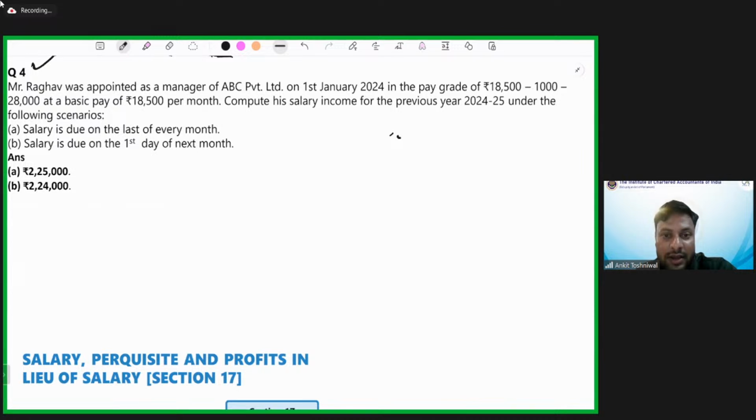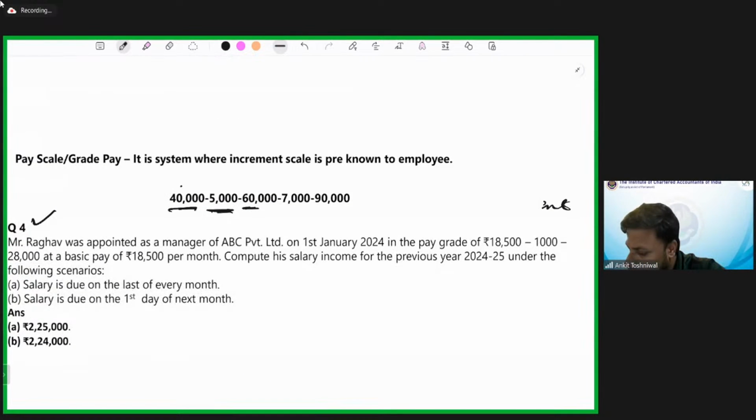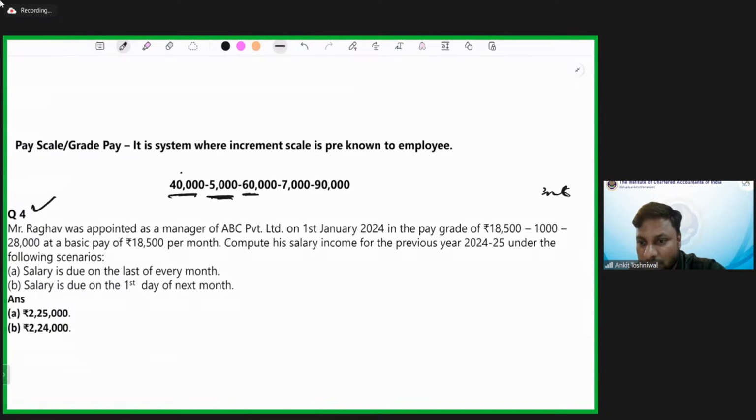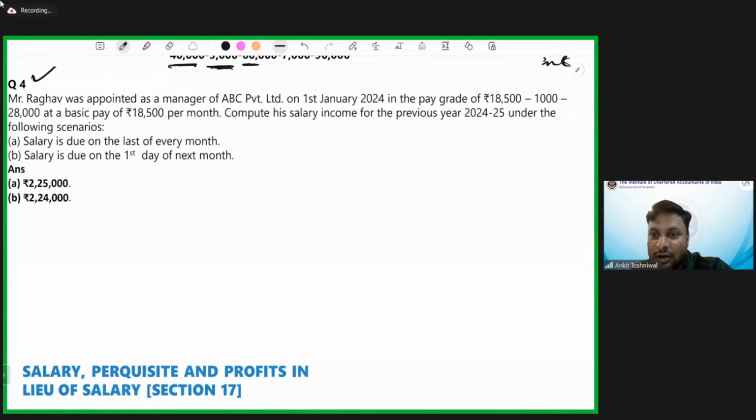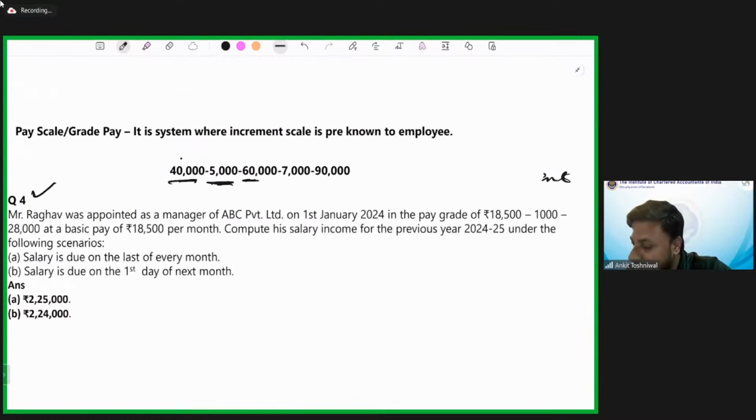This is again your homework, and we will discuss it in the next class. $2,000 का क्या होगा? Once he reaches 88,000, तो हम डिस्कस करेंगे, एक बार आप सोल्व करके लाइए. We will discuss.